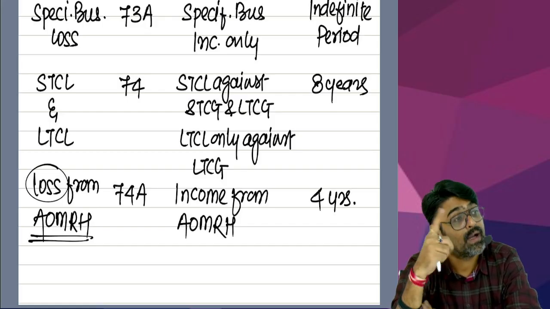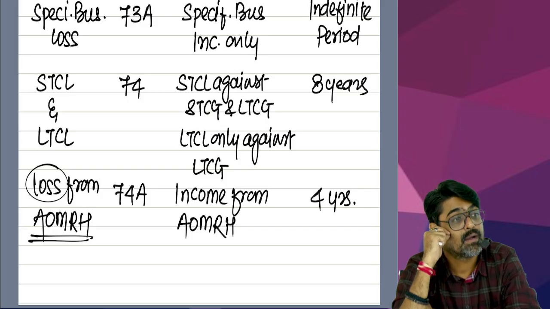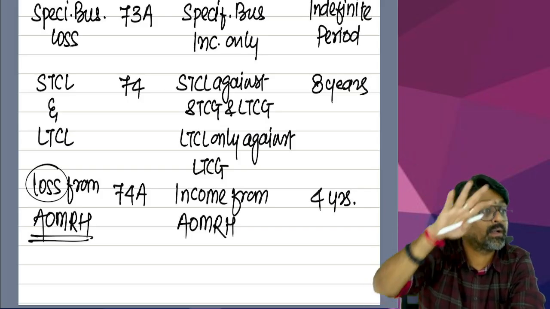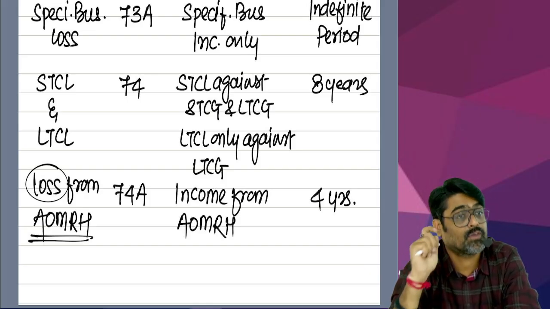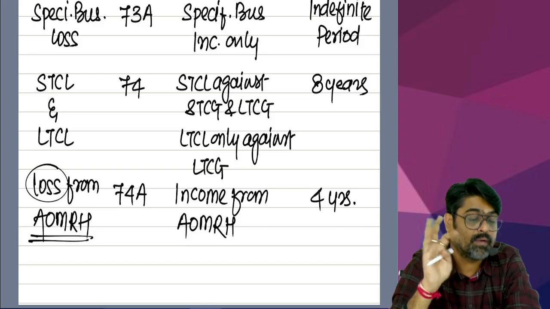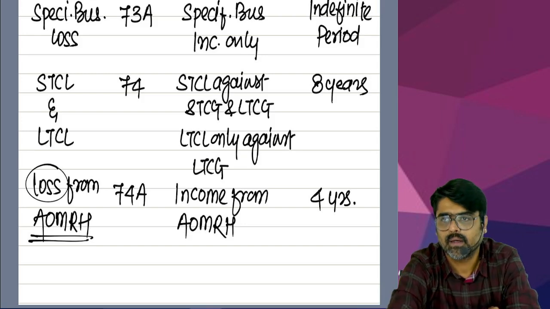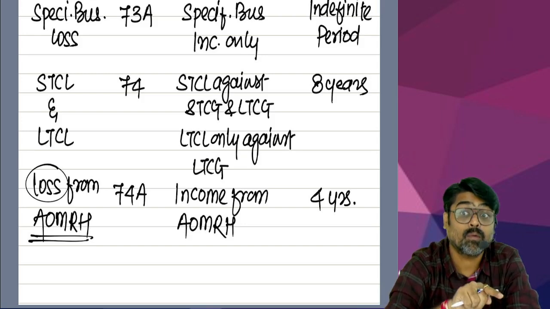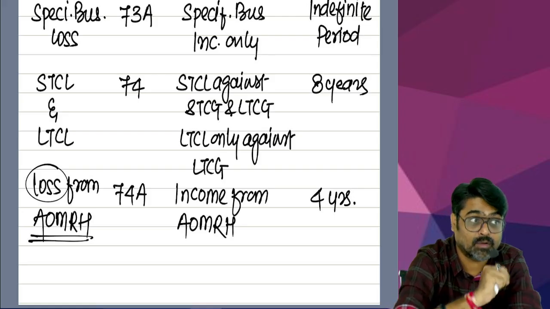So do you know other sources? Under the head IFOS, loss from any source. What did I say? Normal source of income. Under the head IFOS, you might get a loss. Tell me yes or no. And if you have to set off that loss, where can you set it off? Within the head. Against income of any head, including the income of the activity of owning and maintaining racehorses. Against that income also it can be adjusted.